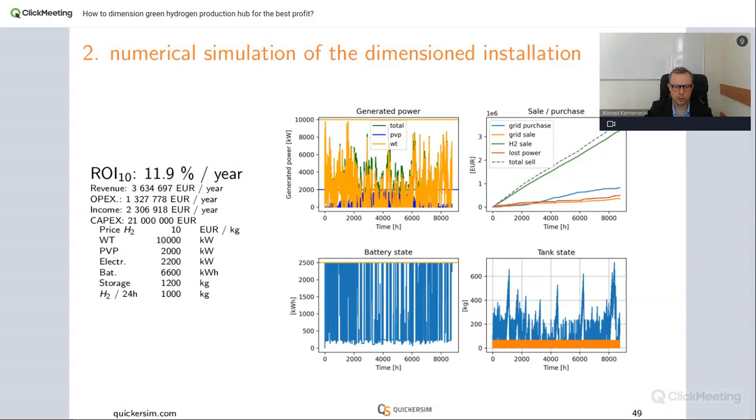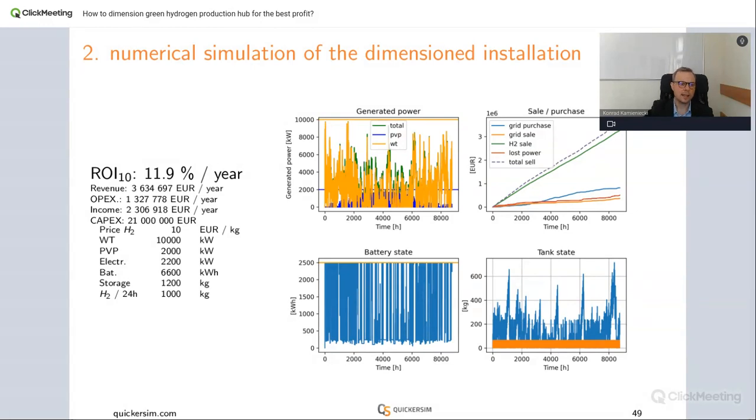And also we can search for battery state, see when the battery is charged or discharged. And we can also take a look at the tank state. We see what is the state of the tank. We never reach the full capacity of the tank, 1000 kilograms. And the orange line here is the demand on hydrogen. So when the blue line goes below the orange line, this means that we have demand on hydrogen, but we don't have hydrogen in the tank, which is not very good for us. Later on, we will take a closer look at this chart.